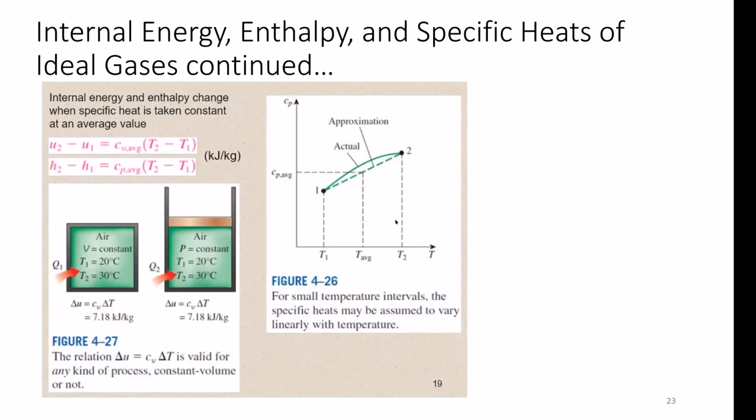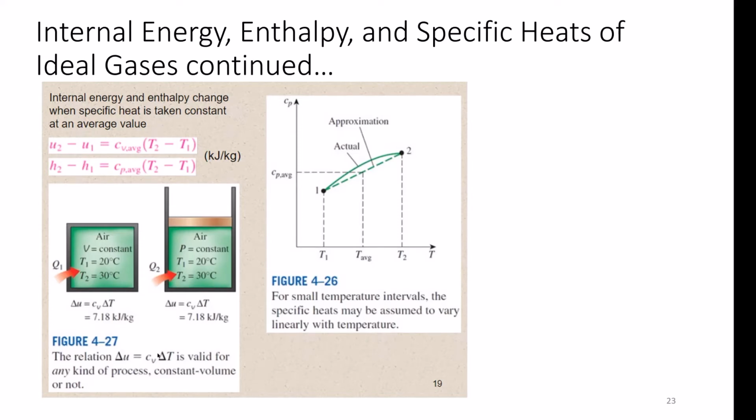All right. So for small temperature intervals, what we could do is actually consider it to be like a linear relationship between the two. So with that in mind, we make our calculations a lot easier. Then the change in internal energy, delta U, is just going to be the average CV, and the average CP if you're looking for enthalpy, times the difference in the temperatures, okay? So that makes the calculations a bit easier, and it's a very good approximation.